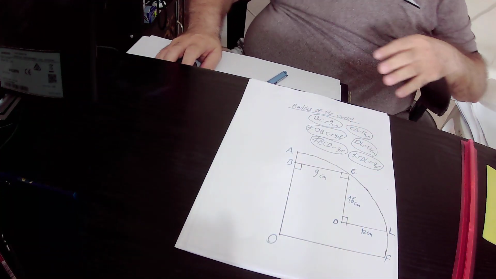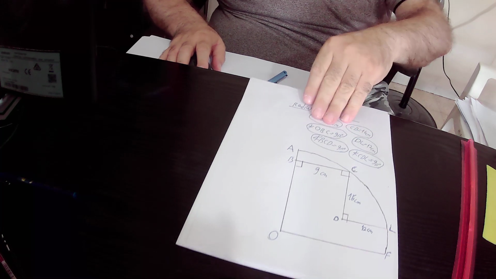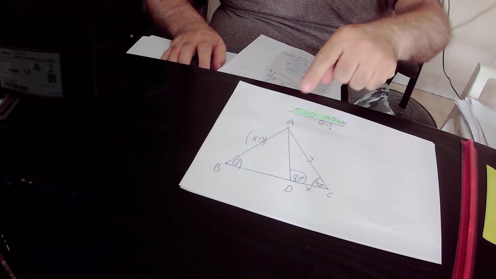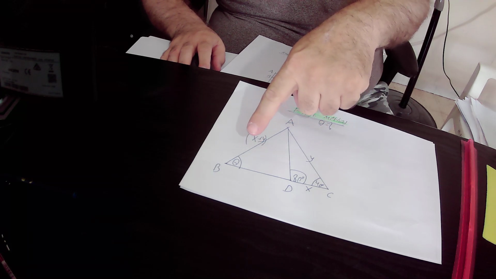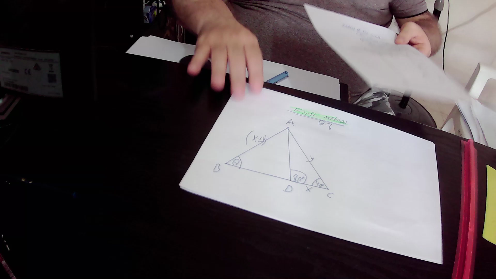And now in this lecture we'll answer two questions. In the first question we'll find out the radius of this quarter circle. In the second question we'll find out the size of this angle theta, that is inside triangle ABC. So we'll start with the first question.